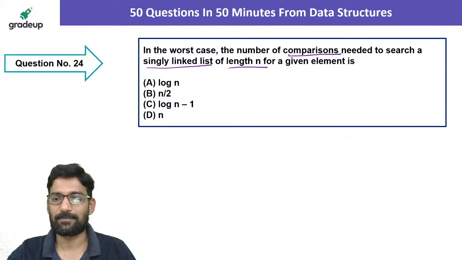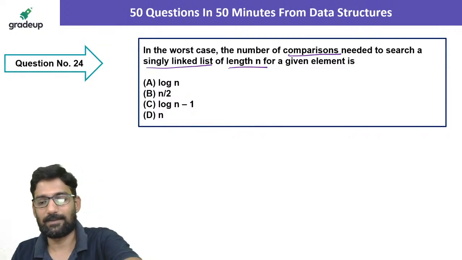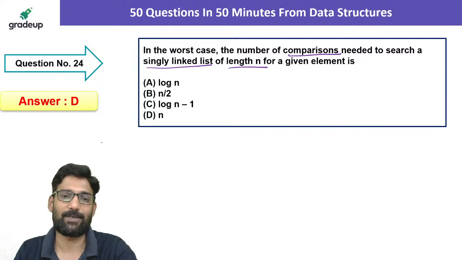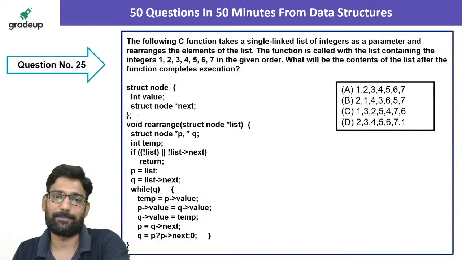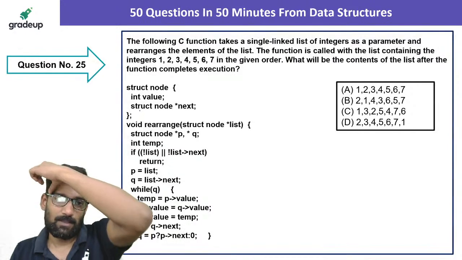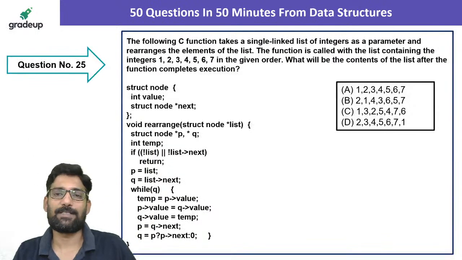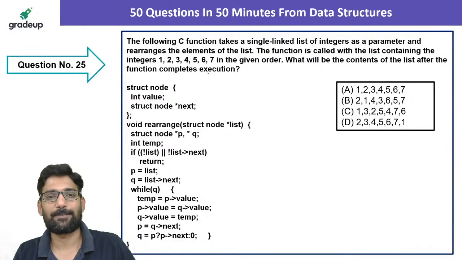Okay, option D. Yes, it's a straight question. All the notes you will compare. Next, the following C function takes a single linked list of integers. The function is called with the elements 1, 2, 3, 4, 5, 6, 7. What will be the contents after the function completes execution?